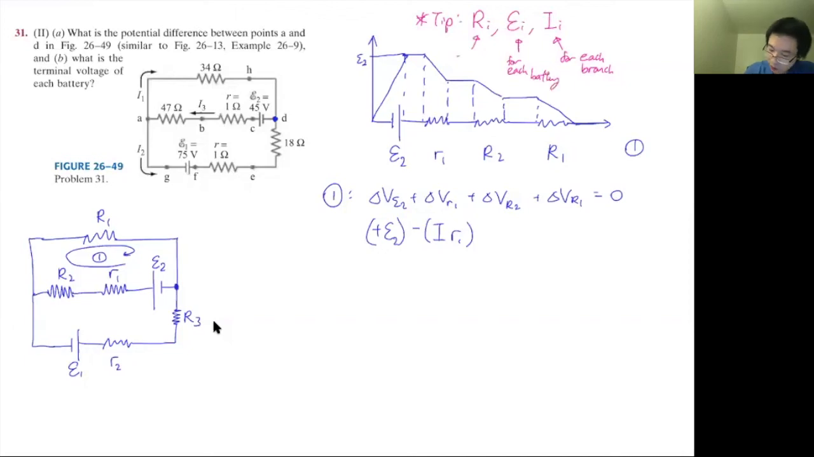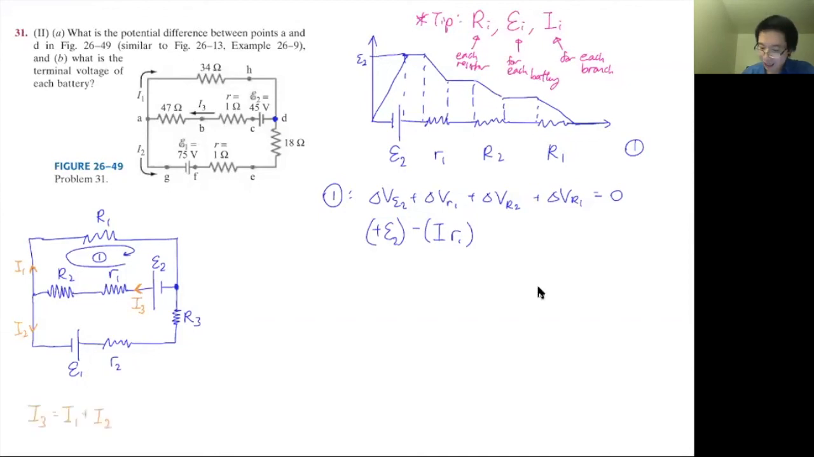So here, let me mimic what is given in the diagram. I'll call this I3, and then I3 gets split into I1 and I2. Just before I forget, I want to note the relationship between I3, I1, and I2. So I3 is I1 plus I2.